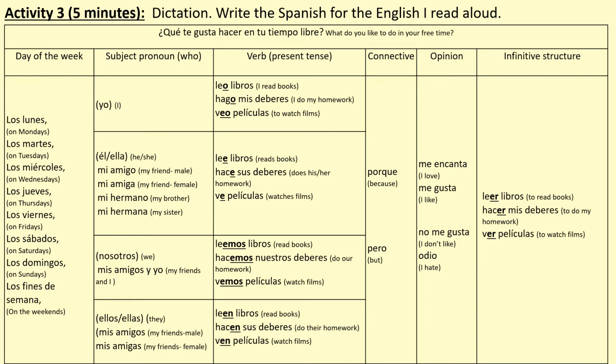4. On Thursdays, I read books because I love to read books.